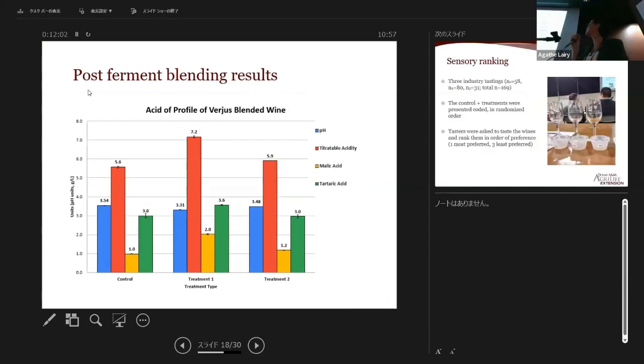Post-fermentation blending results. So that was pre-fermentation, what we just saw. This is post-fermentation, and the pH is held pretty steady there, which is what we were mainly interested in.